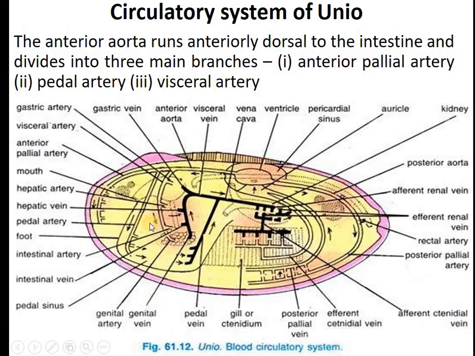The pedal artery supplies the blood to the foot. Pedal refers to the foot, and the anterior pallial artery supplies the blood to the mantle. So this is the outermost mantle, what you observe here.